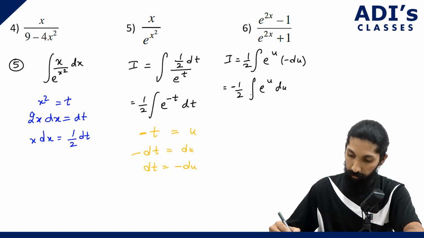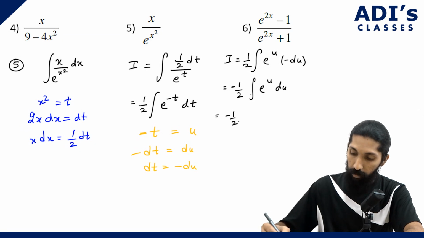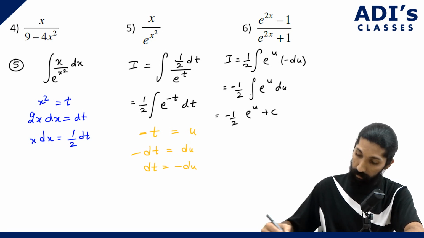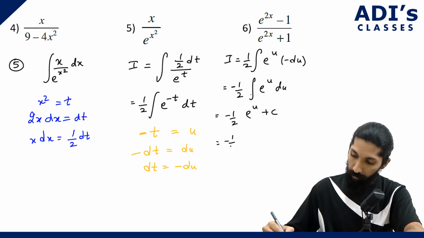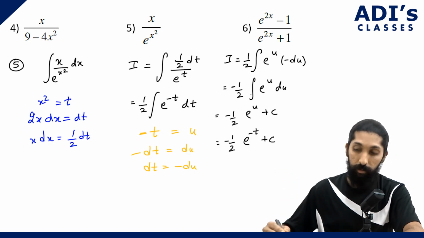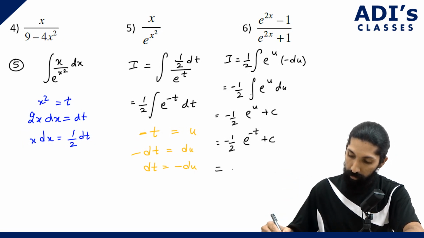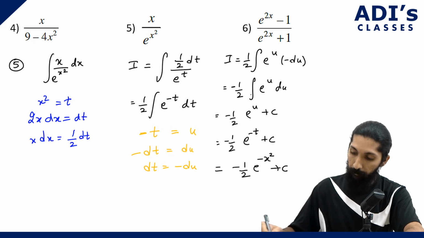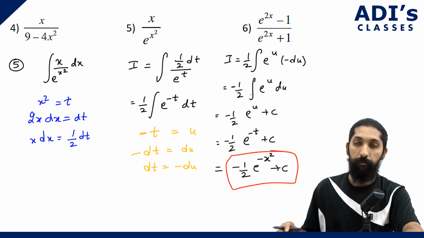Now you can do this one. This will become minus half e power u plus c. But what is u? Minus t. Minus half e power minus t plus c. But what is t? x square. So finally this will become minus half e to the power of minus x square plus c. So this will be the final answer for the fifth one.